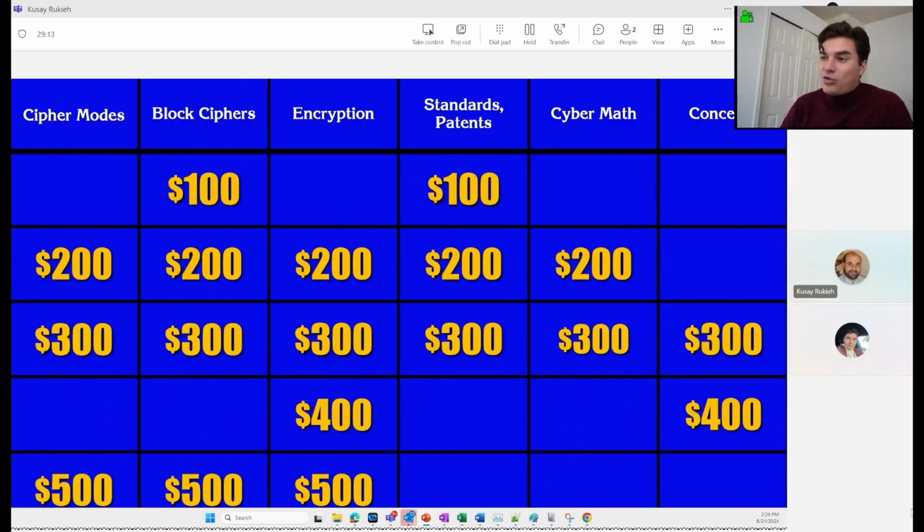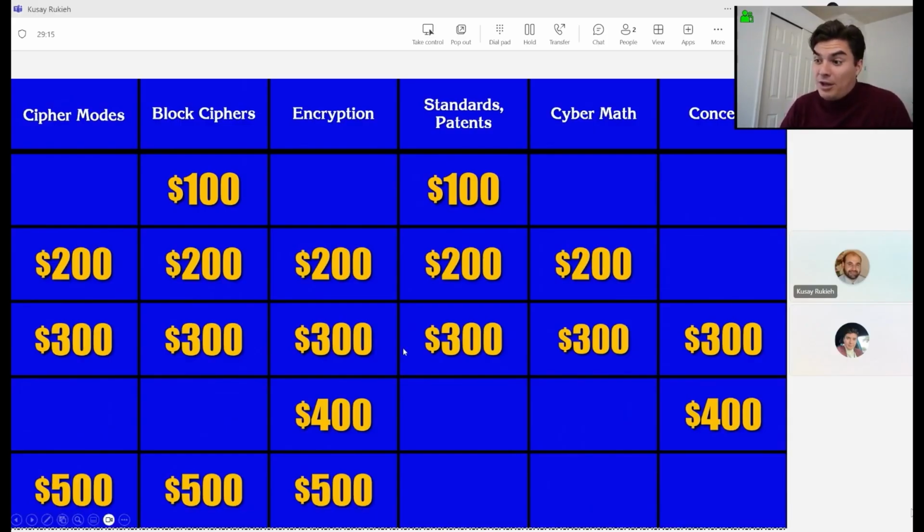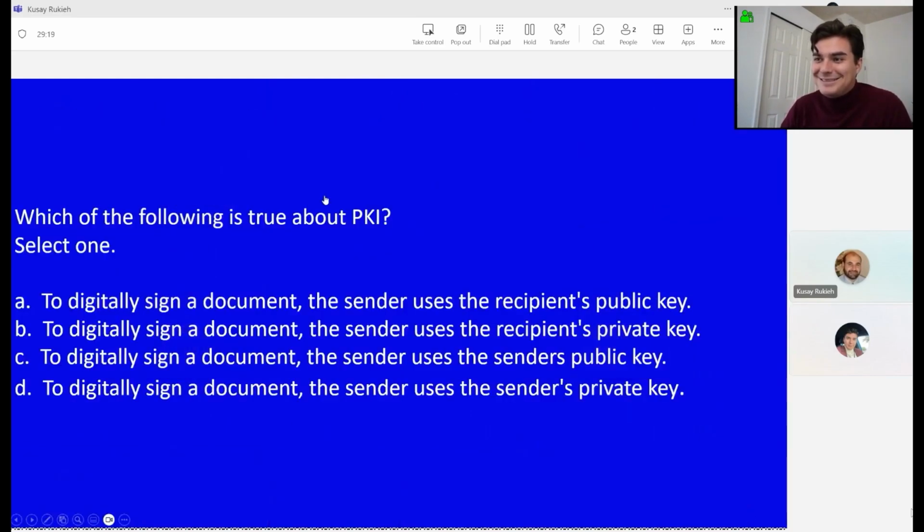So let's go with encryption for $500. Hey, you're going all the way out. Mm-hmm. What's the fine trouble about PKI?